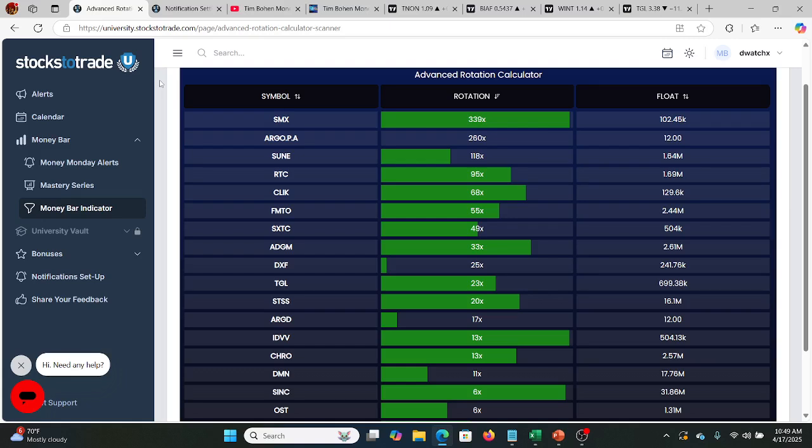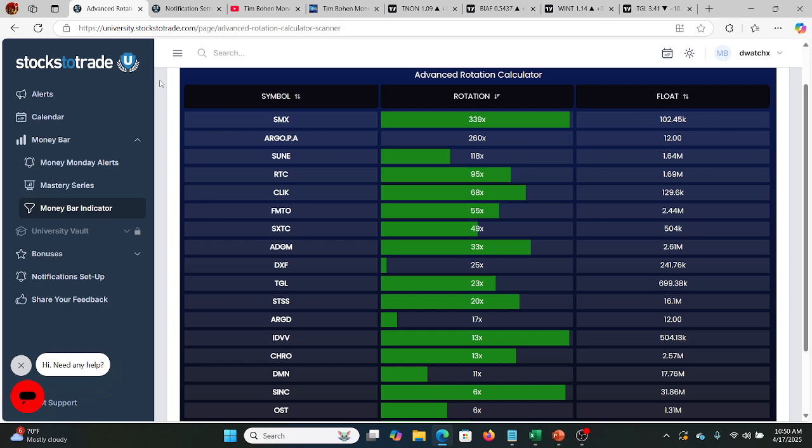This is part two to my Tim Bohen Money Bar review. So today I want to talk about the actual alerts that you get. So you get alerts from this as well as the money bar. The money bar is what you're looking at right now. It's pretty useful. I'll show you what happened overnight on the one that we talked about yesterday, which was TGL.